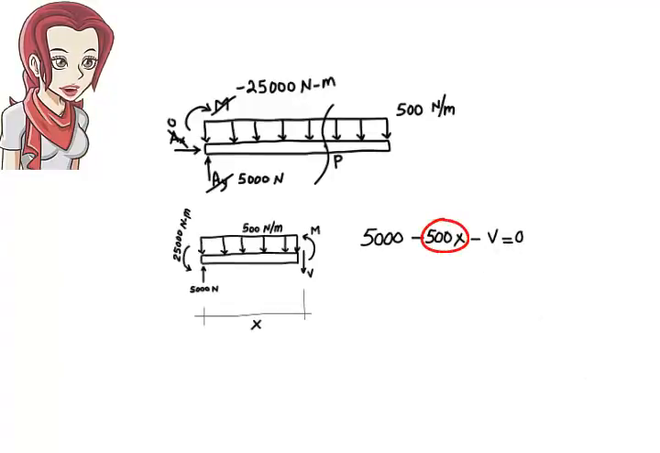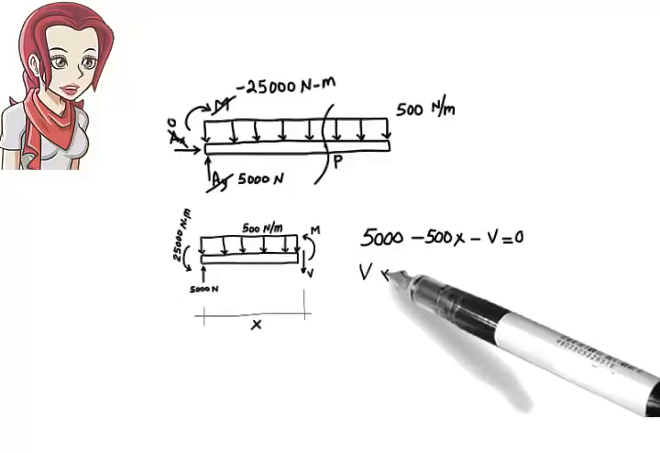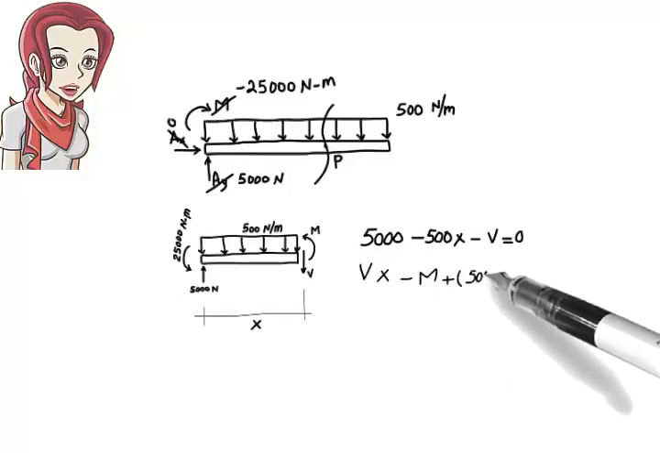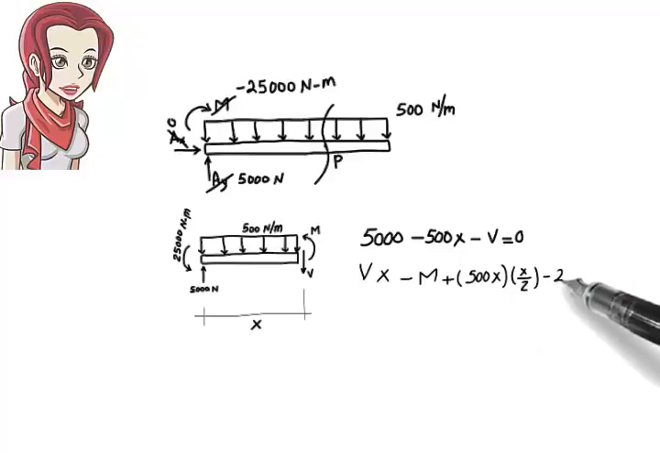Here, 500x is the area of the distributed load applied to the segment. The rectangular load has a height of 500 and a base of x. Therefore, its area is 500 times x. Sum of the moments about point A must be 0. Therefore, V times x minus M plus 500x times x over 2 minus 25,000 equals 0.